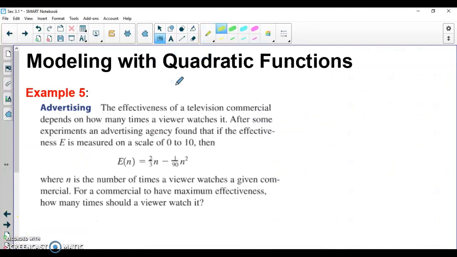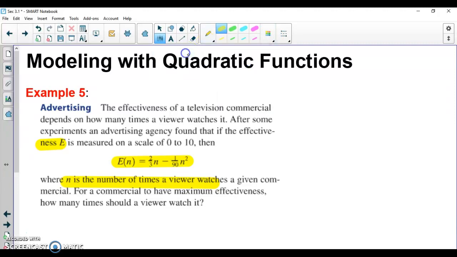And so in the next one it says, the effectiveness of a television commercial depends on how many times a viewer watches it. After some experiments, an advertising agency found that if the effectiveness, which is E, is measured on a scale from 0 to 10, then you get this formula, where N is the number of times a viewer watches a given commercial. For a commercial to have a maximum of effectiveness, how many times should a viewer watch it?